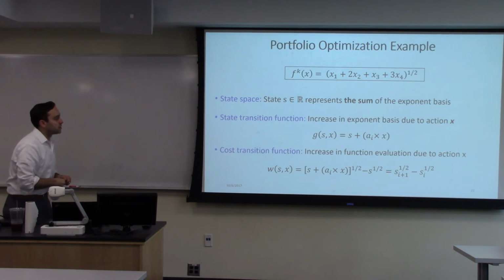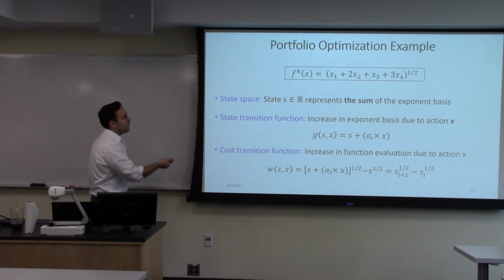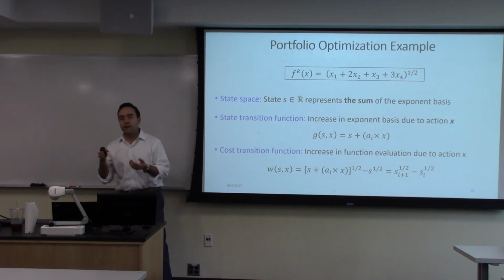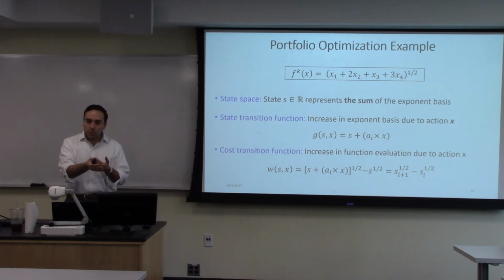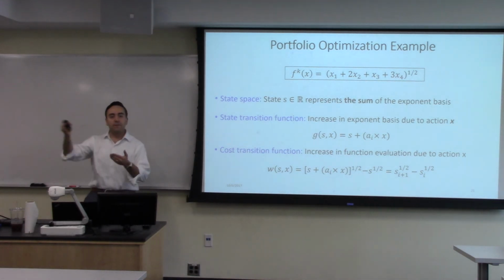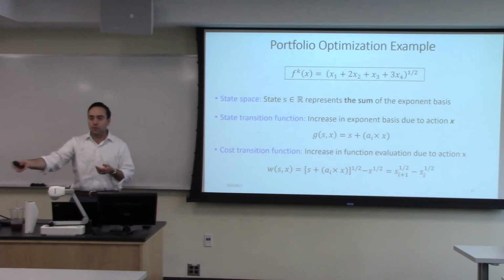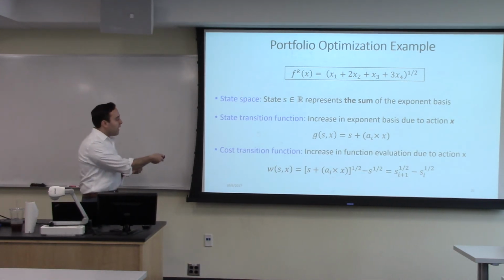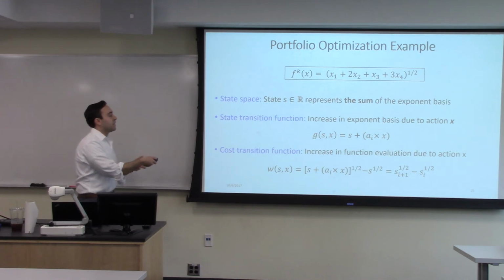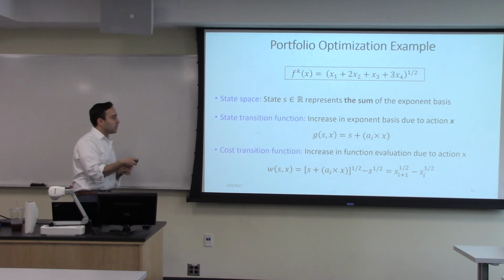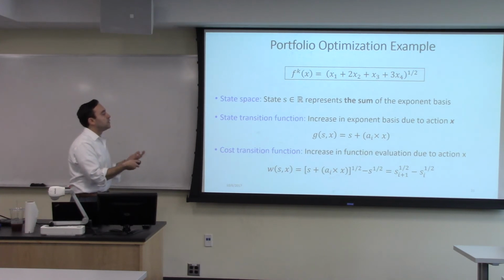Now what's a state transition function? If I tell you that the partial sum is 4, and I have applied an action of 0, what's going to be my new state? It's just what it was before, 4. But suppose I've decided to take a variable whose coefficient is 2. Now I go from the state 4 to 6, because I've added 2. That's how you create this function g. That is what the new state will be when you apply action x to state s.